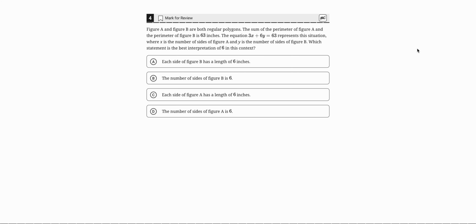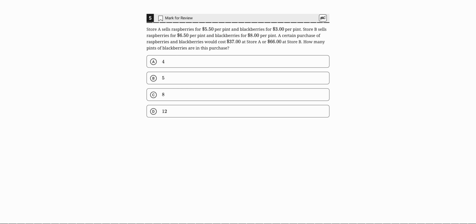Oh, how about this one? Figure A and figure B are both polygons. The sum of the perimeter is 63. All right, so we have some equation. You don't even need to read the question. Seriously, when I tutor kids on the SATs, I say, don't even read the problem, just read the question. Which statement is the best interpretation of the 6? Okay, this isn't the best example. I'm trying to find things that show us we can use a calculator.